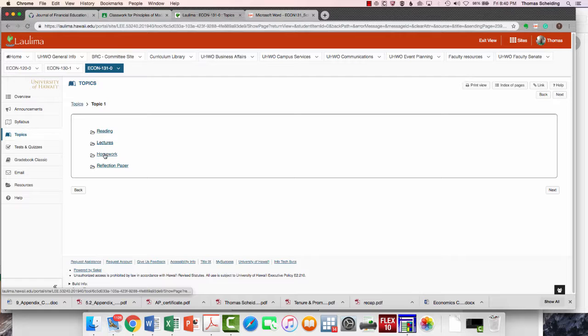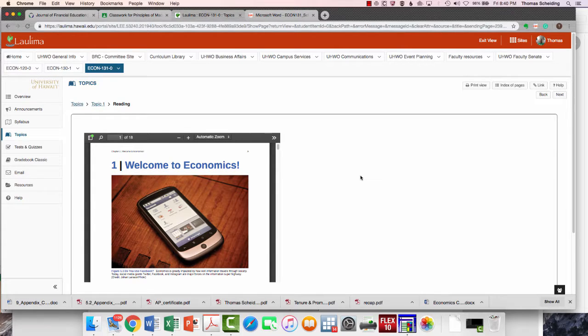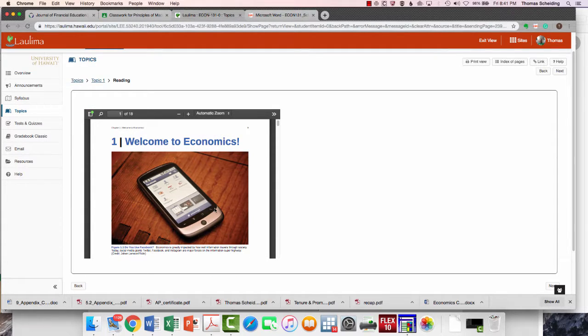Reading, lectures, homework, reflection paper. So let's start with reading. In the reading, I put directly the chapter that you need to read to learn the material. This is the free textbook I was talking about. Now, this is a pretty small thing to read. I think it'd be very difficult to read it this way.